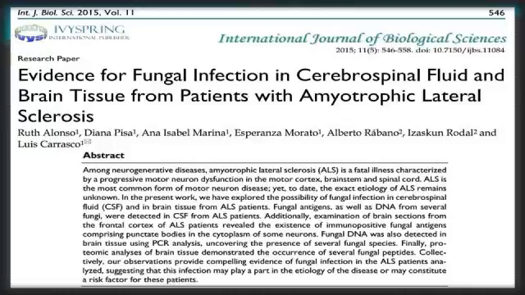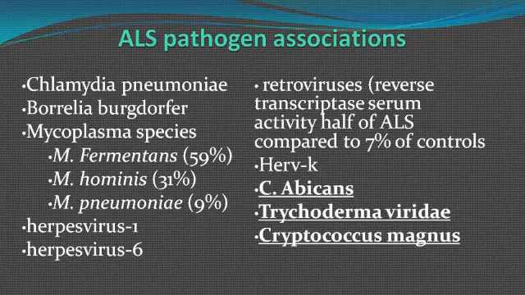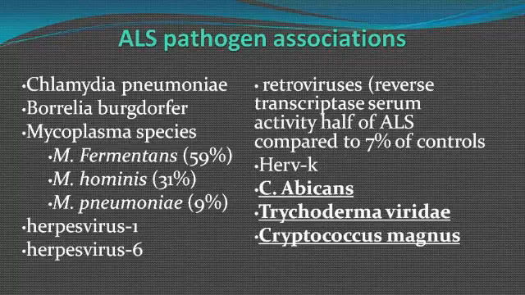The next study is Evidence for fungal infection in the cerebrospinal fluid and brain tissue from patients with ALS. This one is quite a striking study, because when they tested the brains, they found Candida in all 3 of the brains. They also found a few other species: Trichoderma viride, and Cryptococcus magnus is the 3rd species that they found quite prevalent in ALS patients.